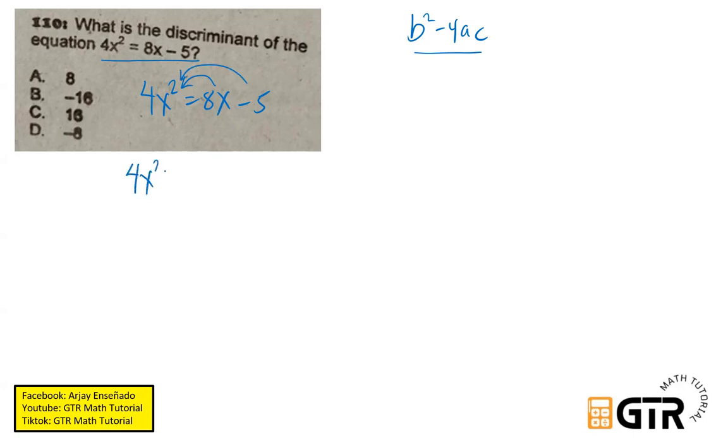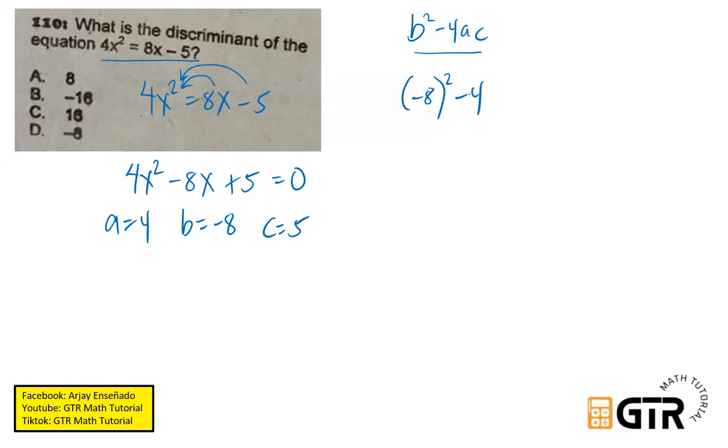So we have 4x squared, lipat sa kabila, so maging negative 8x, negative 5, lipat sa kabila, magiging positive 5 equals 0. So therefore, A is 4, B is negative 8, and then C is positive 5. Substitute lang natin dito sa expression na ito. So we have B squared, so that is equal to negative 8 squared minus 4. A is 4, and then C is 5.